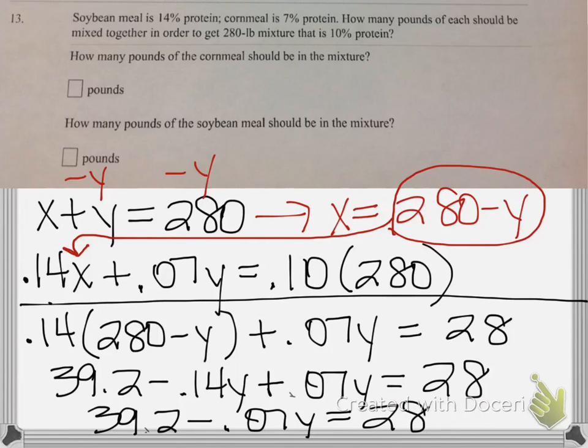And then you would just have to subtract 39.2 from both sides and then do a final division by negative 0.07. And when you finish it off, what do you get for y? And let's see here, we're letting y be cornmeal. Yeah.